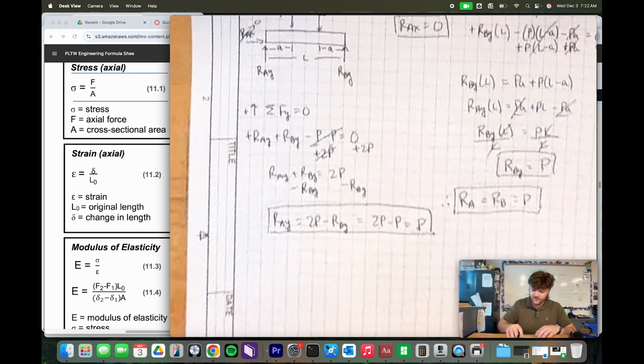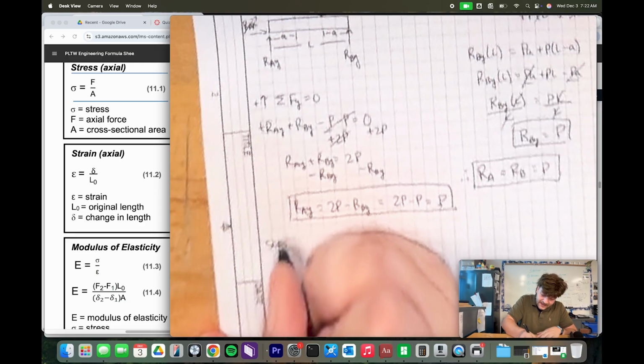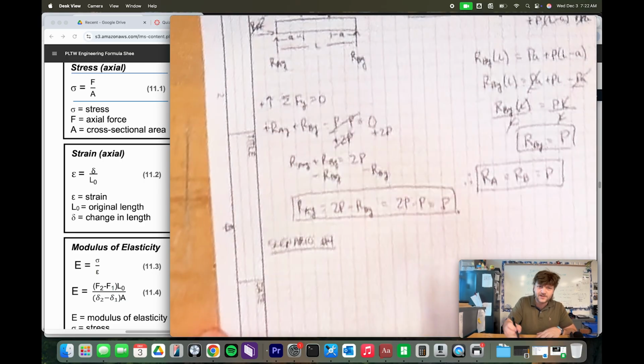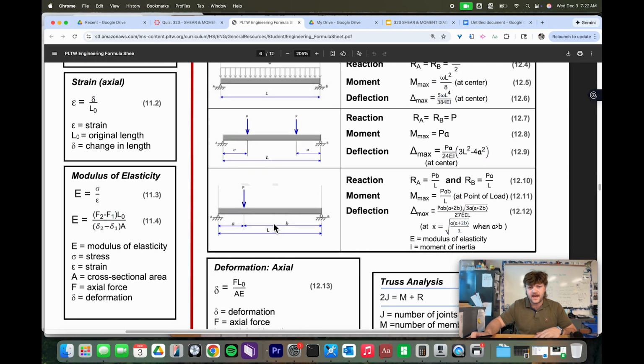Let's move on to scenario 4, which is going to be the last scenario, the last shortcut we're going to be showing y'all. So scenario 4, we have it where there is just a concentrated force being applied and it is not symmetric. It is a certain distance A away from reaction point A, and then it's a certain distance B from reaction point B. There's also this overall distance L.